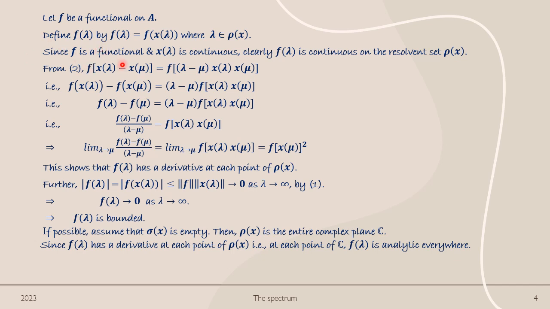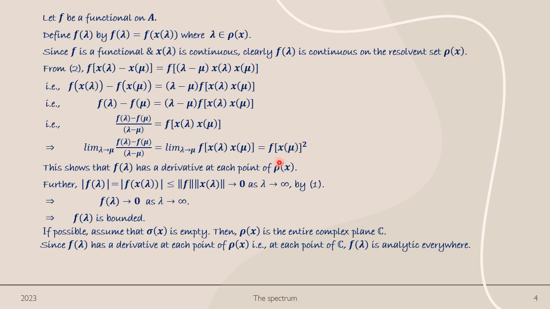Since f is a functional and X of lambda is continuous, clearly f of lambda is continuous on the resolvent set rho of x. Here f of lambda is defined as f of X of lambda, which is a composite of two continuous functions. f being a functional is continuous, and X of lambda, which we have already shown equals (x minus lambda 1) power minus 1, is also continuous. So it is a composite of two continuous functions, again continuous. So f of lambda is a continuous function on the resolvent set rho of x.